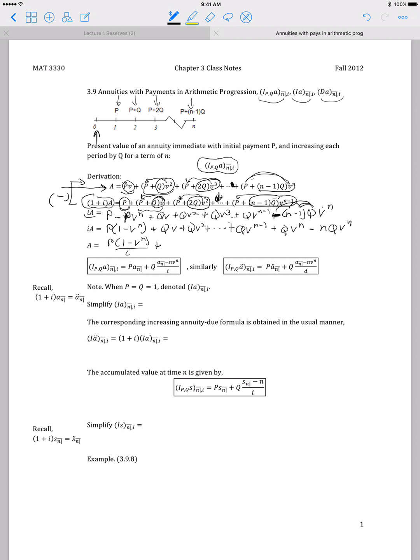And before I divide the rest of this expression by I, these n terms can be combined using an annuity immediate symbol, Q, A, N. Then I have, of course, my last term, minus n QV to the n, and all that gets divided by I. So finally, I see that 1 minus V to the n over I here becomes this annuity immediate symbol in front of the P, and the second term here simplifies by factoring out a Q. So the formula in the box is the final formula for my net present value of this arithmetically increasing annuity with initial payment P and amount of increase Q.